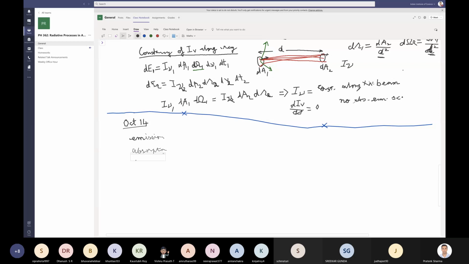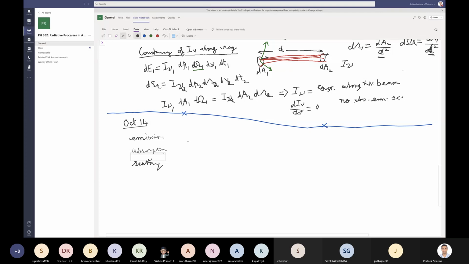So let me say, emission, absorption, and scattering. See, I cannot. So there is emission, absorption, and scattering. These are the ways in which radiation can interact with matter.